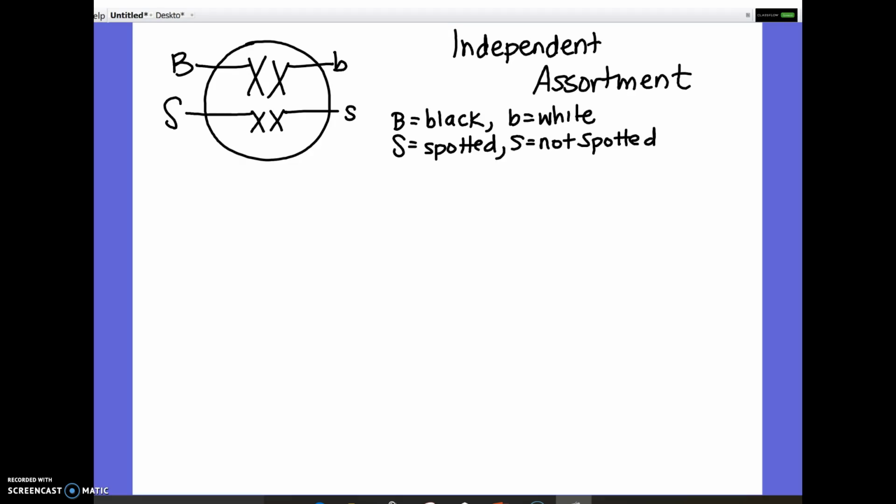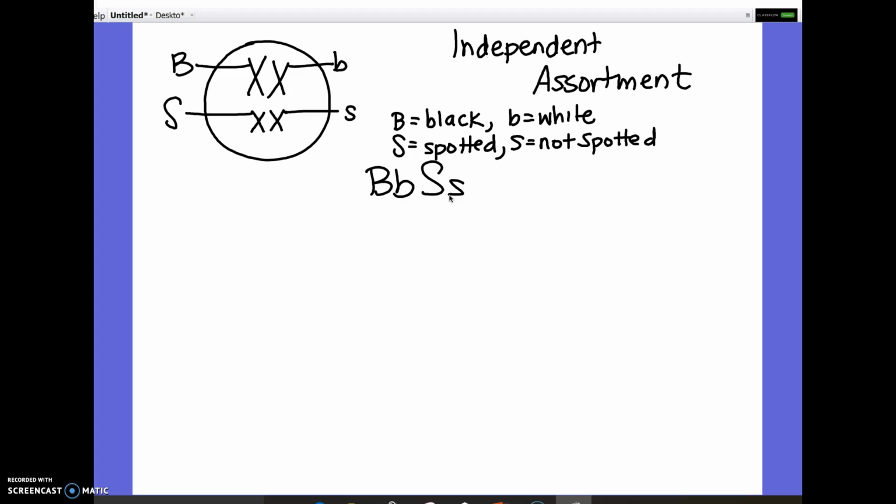So I'm going to switch over to this picture I already drew. So let's say that this is some organism, and this is the adult. The adult organism is diploid, and its gene code is big B, little b, big S, little s. B is a particular gene that's carried on this chromosome pair, and S is carried on this one. And if we can assume that black is dominant and spotted is dominant, this one is black and spotted.